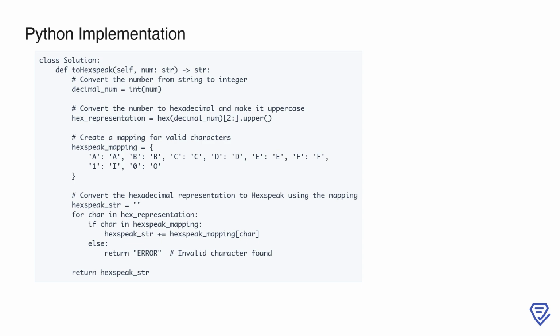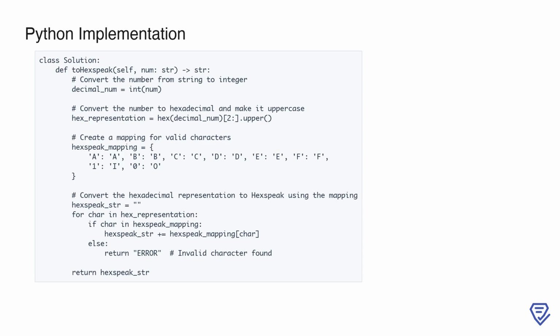The solution starts by converting the input, which is a string, into an integer. This ensures the number is in a usable numeric form for conversion. Next, it converts the integer into its hexadecimal string representation using Python's built-in hex function, slicing off the 0x prefix and converting the result to uppercase to match the Hexspeak format. The solution then defines a mapping dictionary that explicitly maps valid Hexspeak characters, A-F, 1, 0, to their corresponding Hexspeak interpretations, A-F, I, O. It iterates through each character of the hexadecimal string, checking if it exists in the mapping.